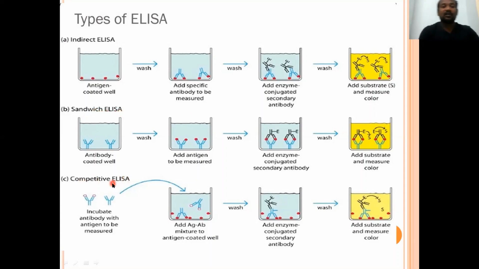Competitive ELISA means that in the microtiter vessel, there will be a competition between the antibodies for binding sites present in the antigen.